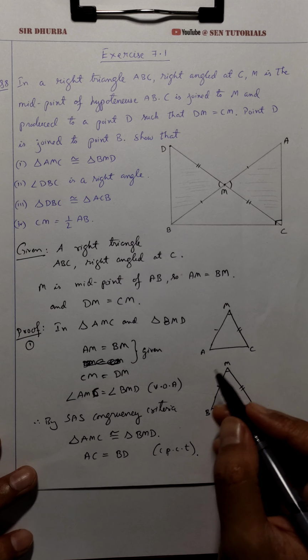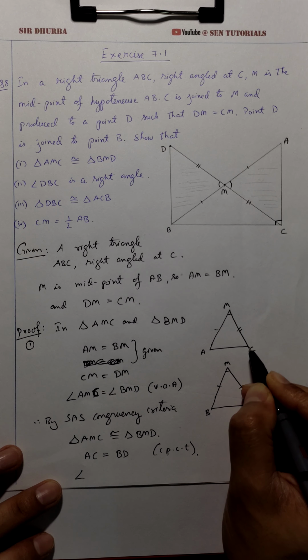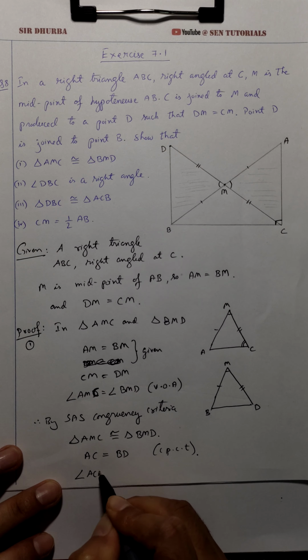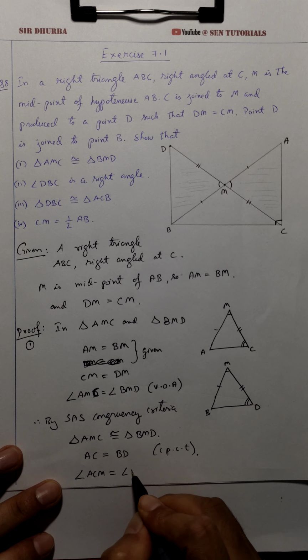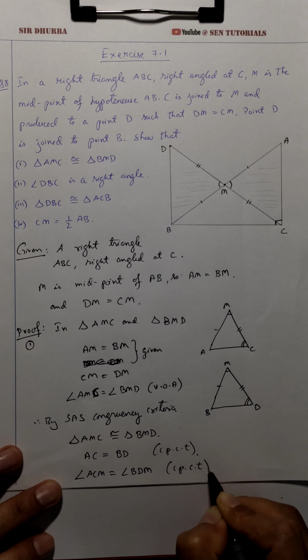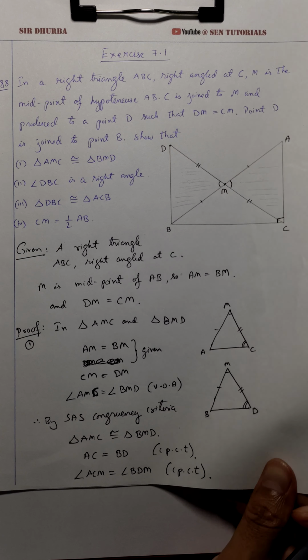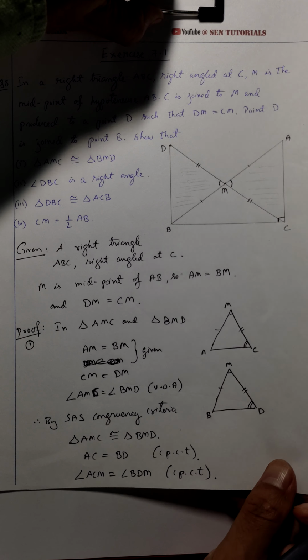And the remaining angles also become equal. That is, angle ACM is equal to angle BDM. That is also corresponding parts of congruent triangles. Alright. Done. You can pause the video there and note down.